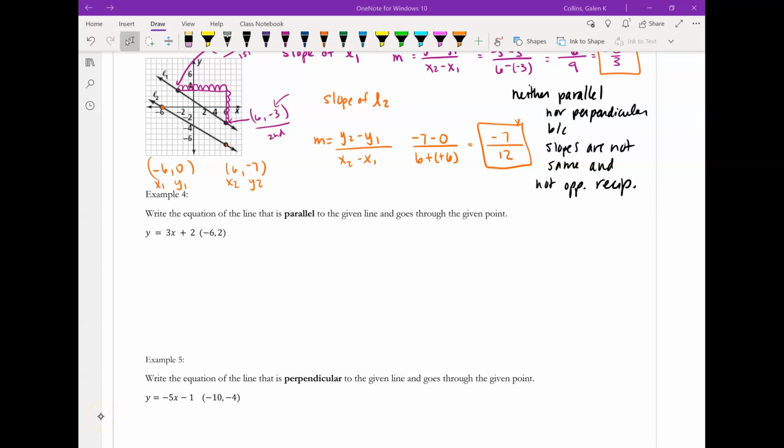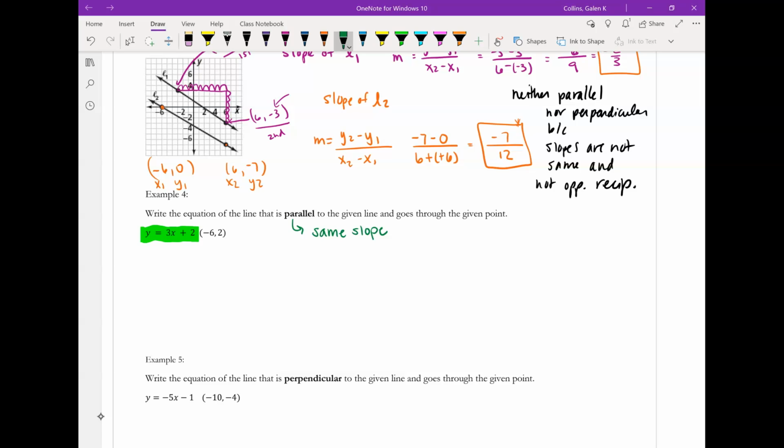So in example 4, we are asked to write the equation of the line that is parallel to the given line and goes through the given point. So let's take a look at our given line, y equals 3x plus 2. So we said that for lines to be parallel, they must have the exact same slope.